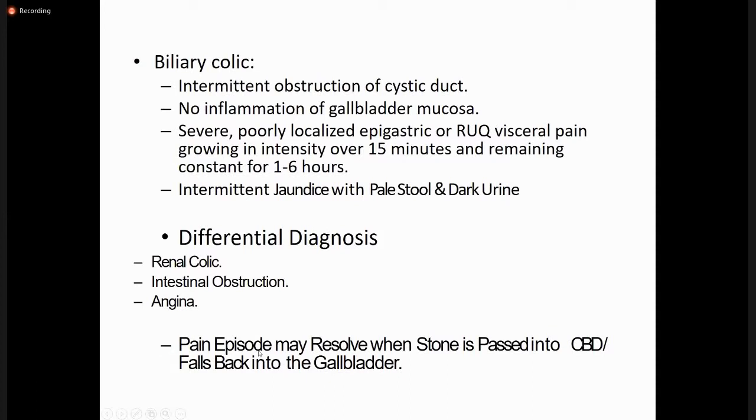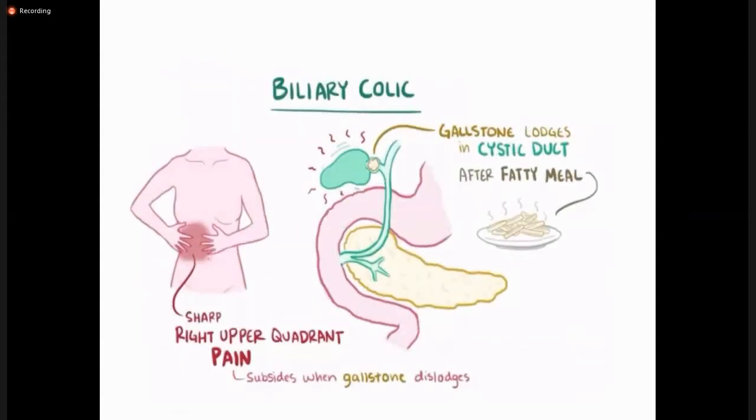Now, the pain episode may resolve when the stone is passed into the common bile duct or it falls back into the gallbladder. The symptoms will subside automatically. So this is biliary colic. Basically, the stone in the cystic duct lodges after eating a fatty meal. If the gallbladder is containing stones and it contracts and there's a large stone, it might get stuck in the cystic duct, and that may precipitate the biliary colic.